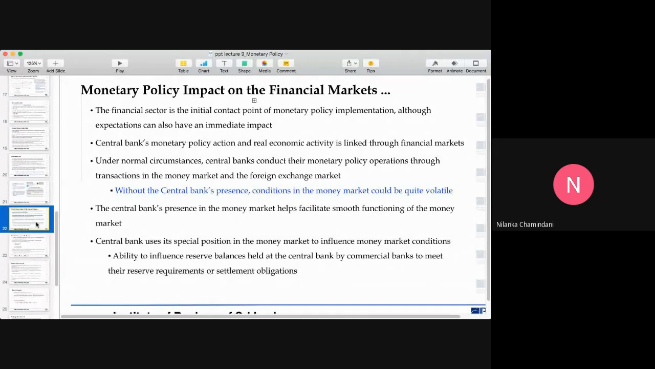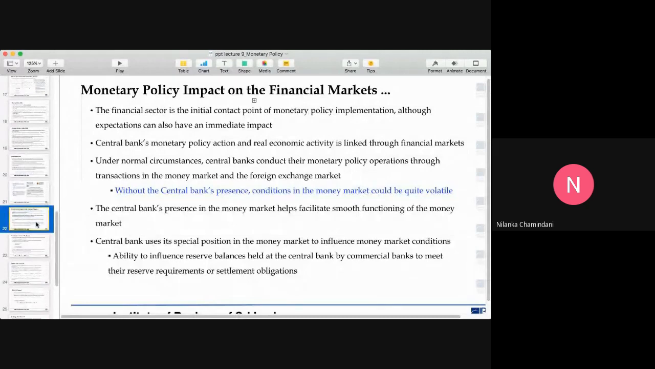The central bank's monetary policy action and real economic activity are linked through the financial markets. This is a very valid point. What are the policy actions of the central bank under monetary policy? The central bank manages the liquidity level. By doing so, the central bank tries to maintain the interest rate at a particular level in line with the policy interest rates.